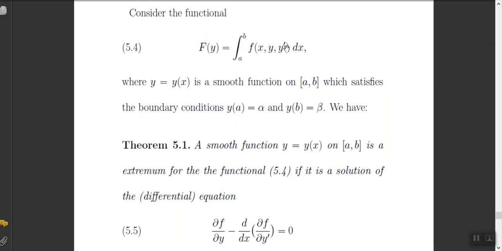Why? Because we have a derivative of order 1. If we have a derivative of order 2, it is the second variation, so we can have higher variational problems. So that's it.